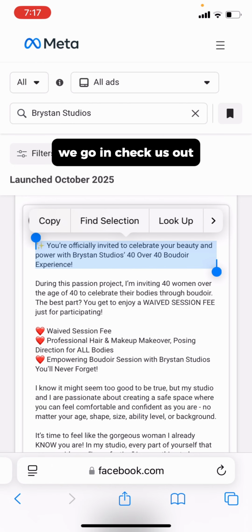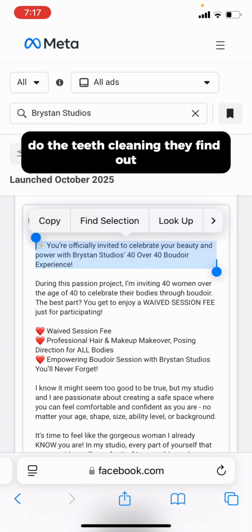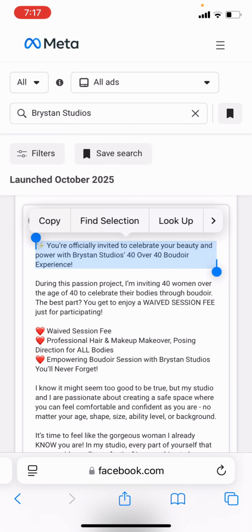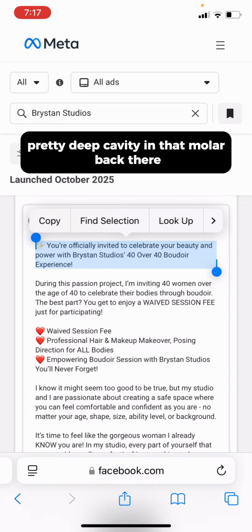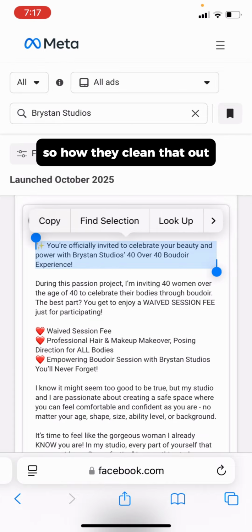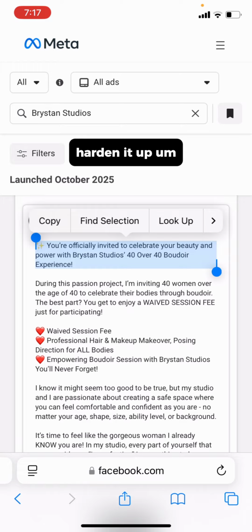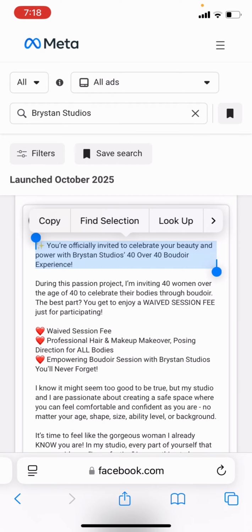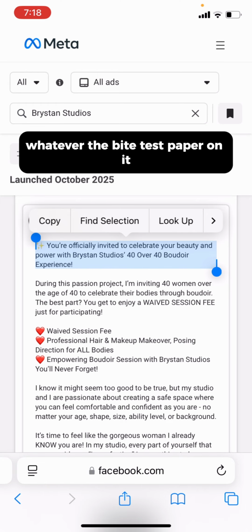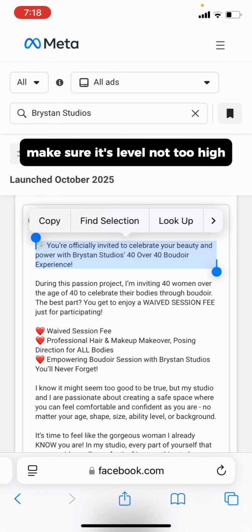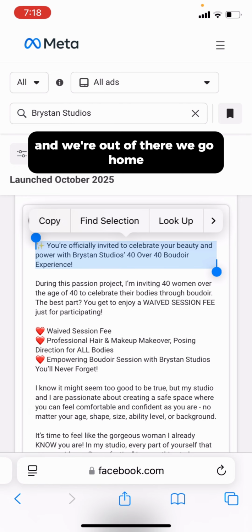We go in, they check us out, do the teeth cleaning. They did the x-ray and find out we got a pretty deep cavity in that molar back there. So they clean that out. They fill it with the resin. They put the UV pen on it, harden it up. Then they do the bite test paper on it, make sure it's level, not too high, not too low. And we're out of there.